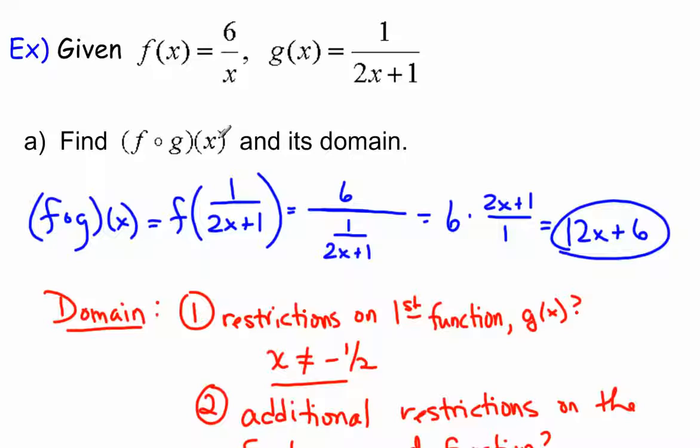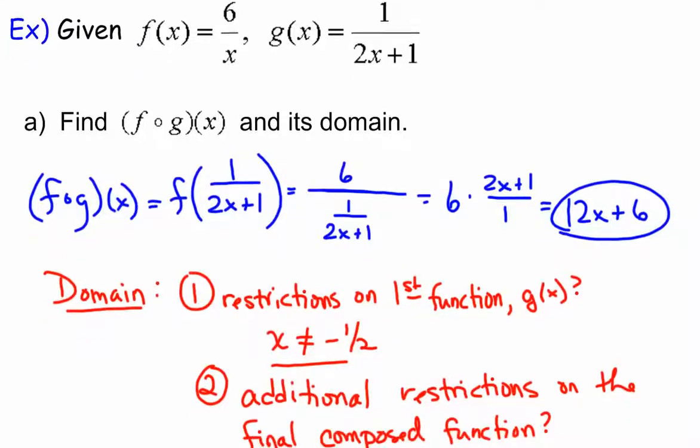Well, the first thing I would do is figure out what that new function looks like. So f of g of x means I'm going to put x into g first, so f of 1 over 2x plus 1. Then I'm going to take this expression and put that in place of the x in the rule of f. So it's 6 over that fraction. But dividing by a fraction means multiply by its reciprocal, so we end up with this really nice looking function, 12x plus 6.